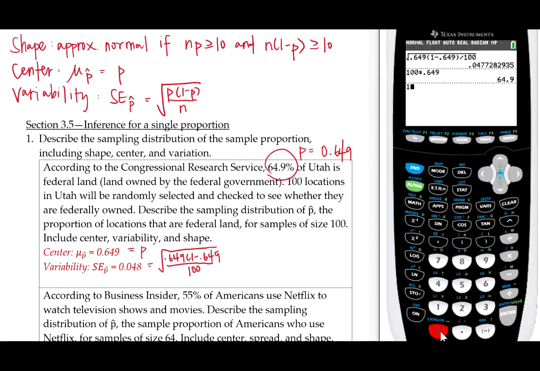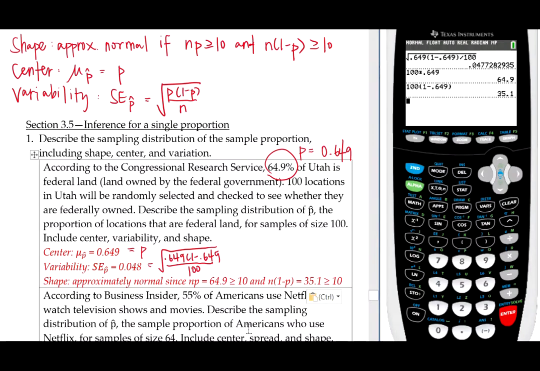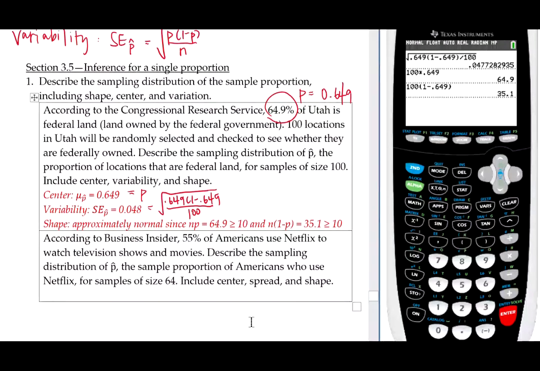And we're also going to do our n times 1 minus p, so 1 minus 0.649. And that gives us 35.1, which is also plenty big. So since both 35.1 and 64.9 are above 10, the shape of our sampling distribution of p hat is approximately normal. Let's do one more example.